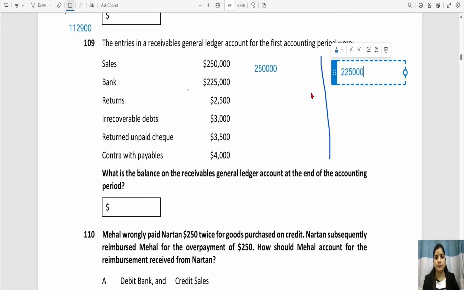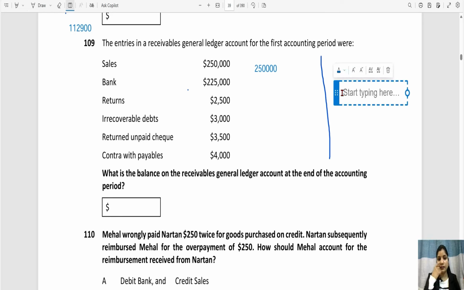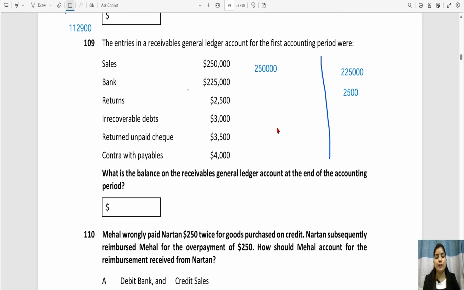225,123. Okay, so again the customer has returned the goods. If the customer is returning the goods, in that case we will again post it on the credit side, which is 2,500. Because if we are selling the goods on credit, it will increase our debit balance, and now the customer is returning the goods, so it will be posted on the credit side.